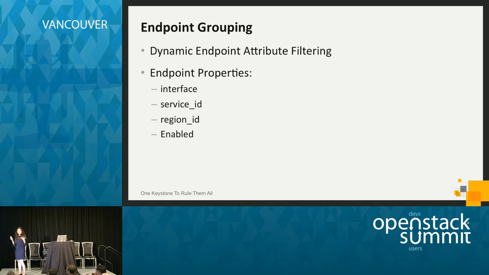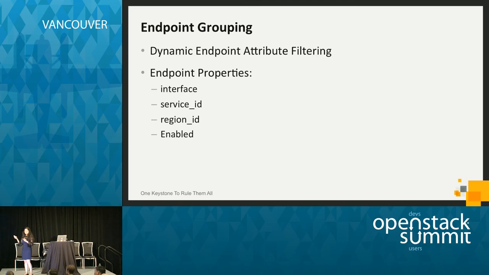For the token size, since the PKI token is too big, we looked at Keystone's multiple endpoint filtering feature. The way it works is it's a dynamic multiple attributes filtering. The underlying idea is you can group endpoints based on their attributes and associate that group to the projects. Once anybody requests a token on that project, only those endpoints will be returned in the PKI token and not the entire catalog of the cloud.